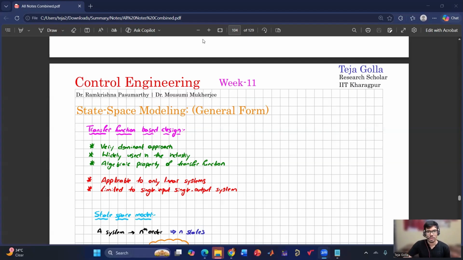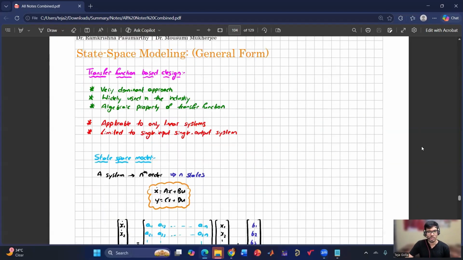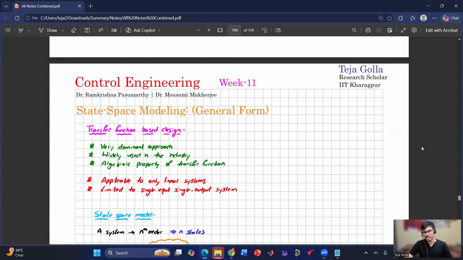Okay, sir. So in week 11, we discussed state space modeling, because we said that transfer function based design has some limitations which can be avoided using state space based design. So this week was more about state space modeling and not design. Design was in week 12.